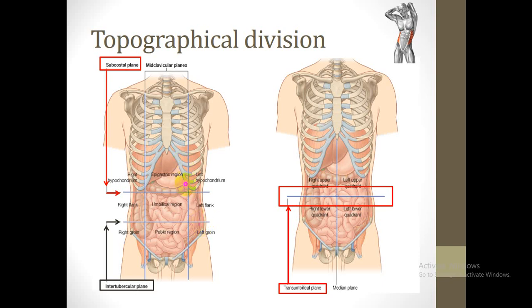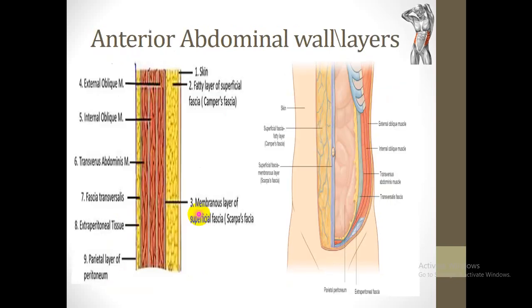So two vertical planes and two horizontal planes give me nine regions of the abdominal cavity and abdominal wall, called the right hypochondrium, epigastric region, and left hypochondrium for the upper row. For the lower row, right groin, pubic region and left groin, and the middle row, right flank, umbilical region and left flank. So the anterior abdominal wall consists of 8 layers.